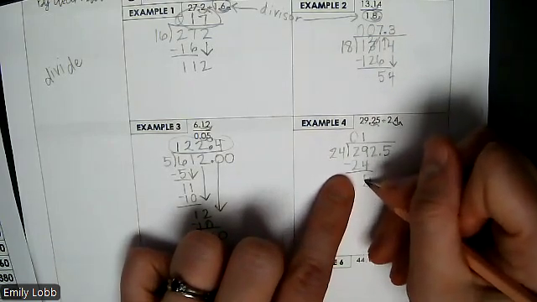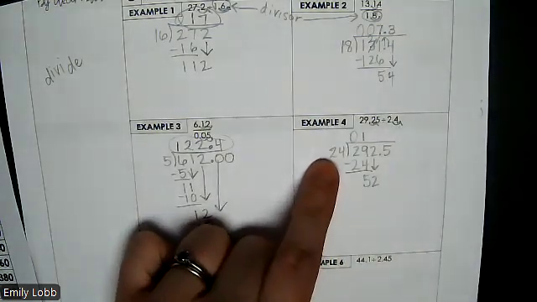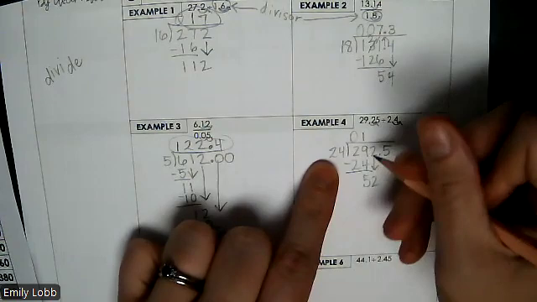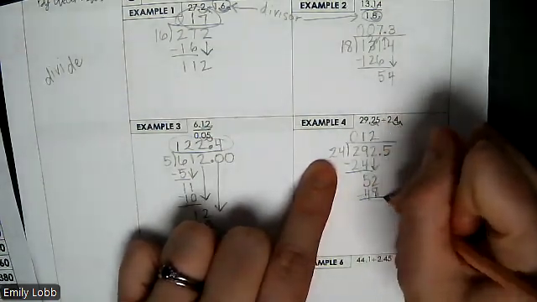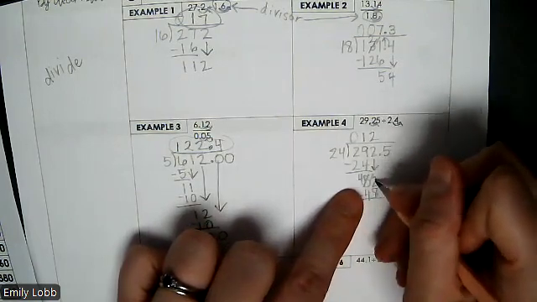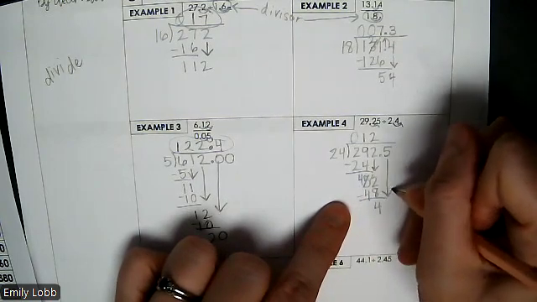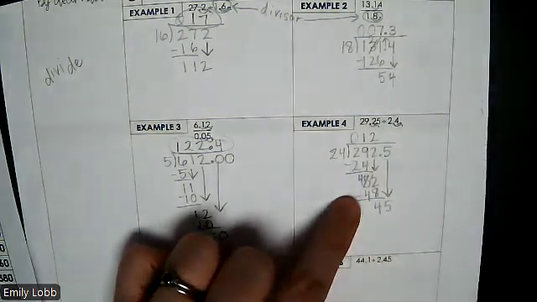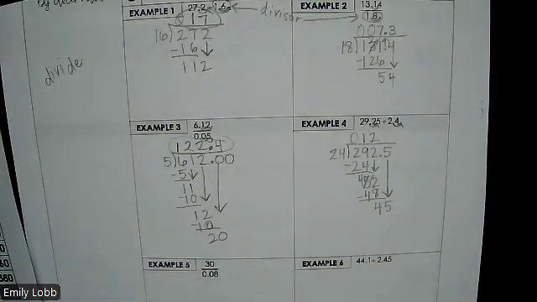9 minus 4 is 5. So I bring down my 2. Well, I know 2 times 24 is 48. So that's as close as I'm going to get. So when I subtract 48 here, I have to borrow, right? This becomes a 4. 12 minus 8 is 4. Bring down the 5. Well, I just said 2 times would be 48, so I can't do 2 times.